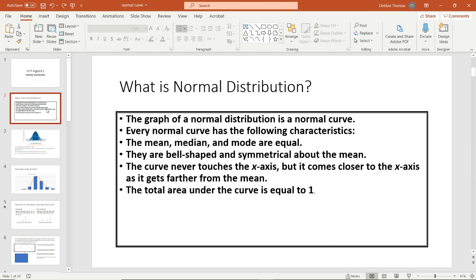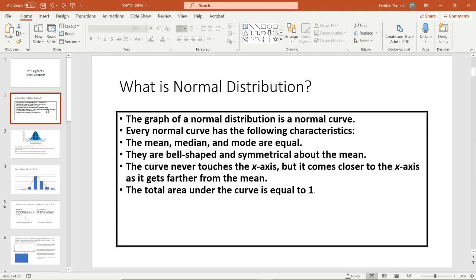It is a bell-shaped symmetric curve around the mean. We went over that last time. That means the mean is the highest point on the bump, and left and right are symmetric. So if you fold the graph along the mean, it winds up playing matchy-matchy.